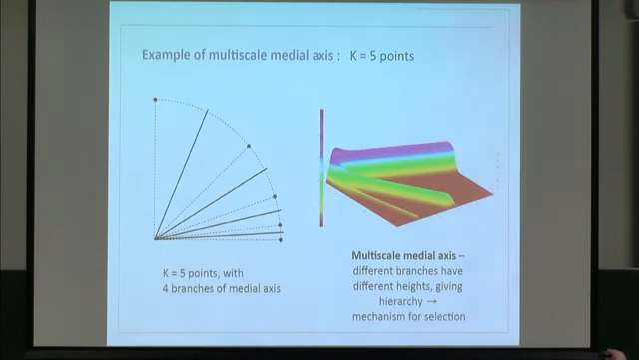Okay, and here's another example. In this case, you just have 5 points, 1, 2, 3, 4, 5. They are the set K. And in that case, the medial axis consists of these 4 lines. And then if you compute the medial axis map, you get this nice colored picture.